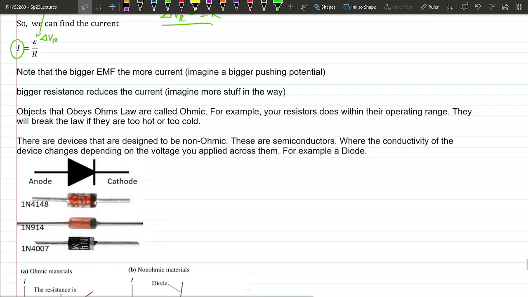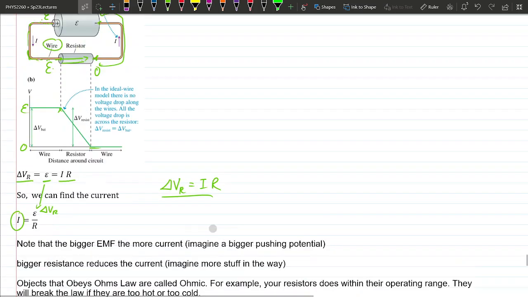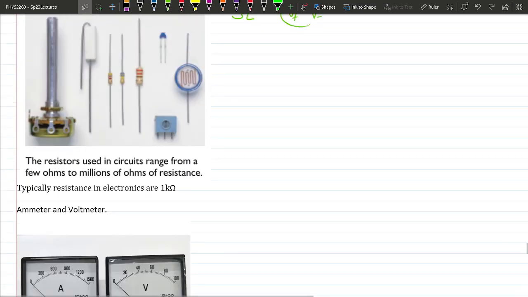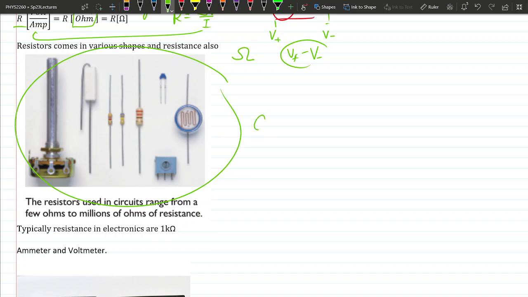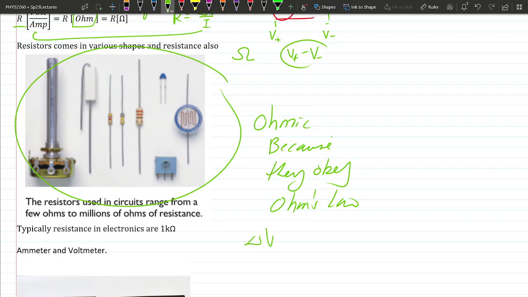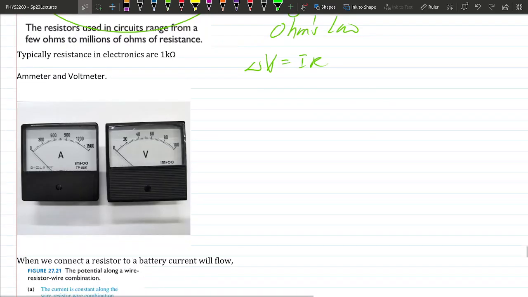There are other devices. Oh, before I move on, these devices up here are called ohmic devices because they obey Ohm's law, where delta V equals IR. There are other devices that do not do that.